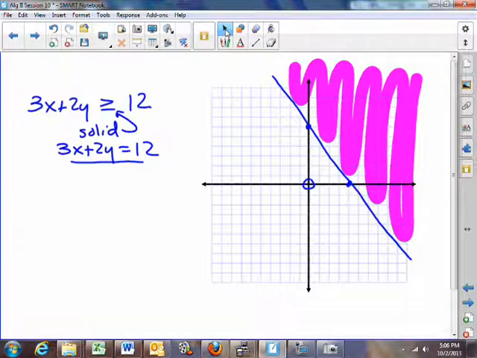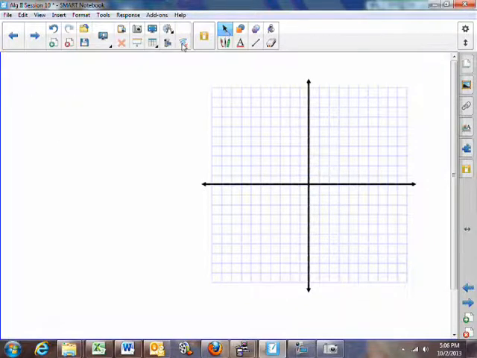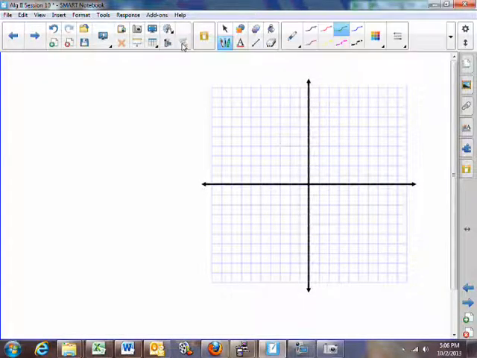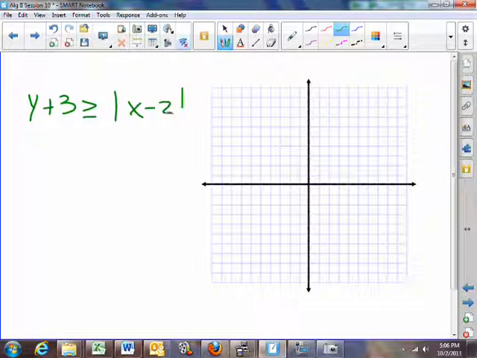Now, that shading represents all of the points that will satisfy or make true the inequality 3x plus 2y is greater than or equal to 12. Now, it doesn't have to be a linear equation in two variables. It can be an equation, or it can be an inequality like, well, let's just try, for example, y plus 3 is greater than or equal to the absolute value of x minus 2.